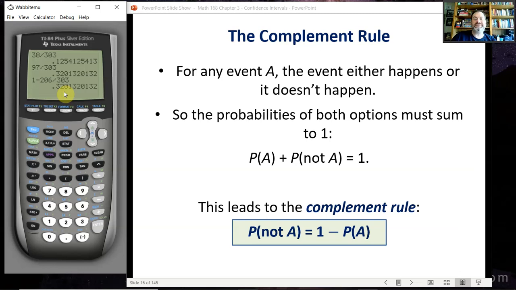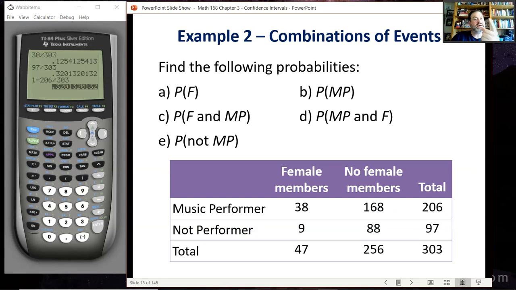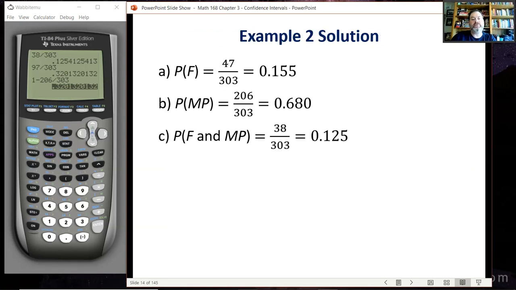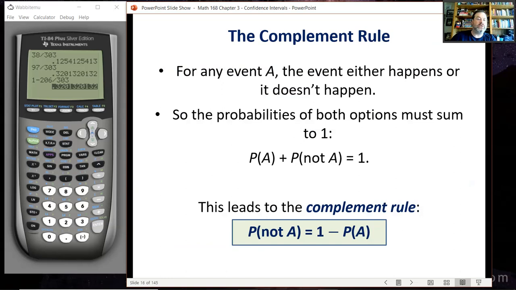But the way this works is sometimes you're given less information than the table of values that we saw. In this problem, with the Rock and Roll Hall of Fame, we were given this big table of values. Sometimes you're only given a single number and you need to use the formula. So if we were just told this one number and needed to find the complement, we would just do 1 minus the probability of music performer, and we would get 0.320, which is the probability of not being a music performer. Again, we computed it 2 different ways.